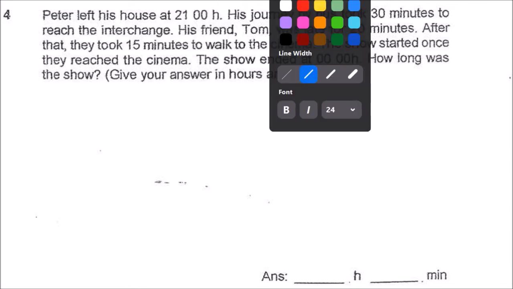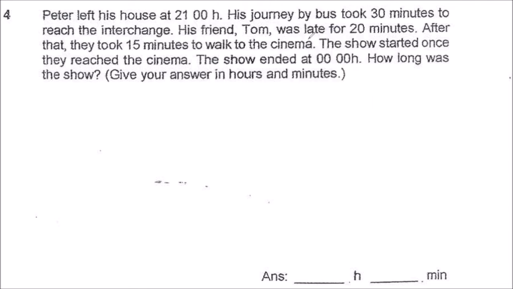Okay, question 4. Peter left his house at 2100 hours. His journey by bus took 30 minutes to reach the interchange. His friend Tom was late for 20 minutes. After that, they took 15 minutes to walk to the cinema. The show started once they reached the cinema, and the show ends at 0000 hours. So how long was the show?